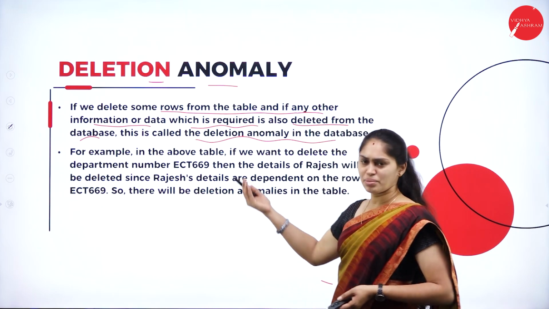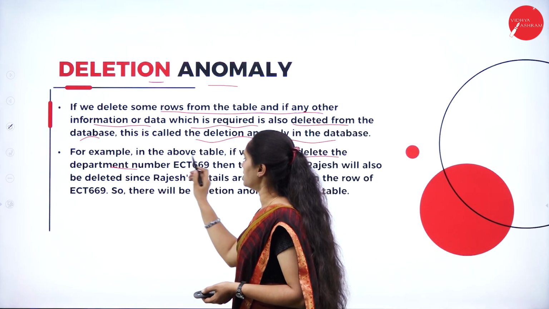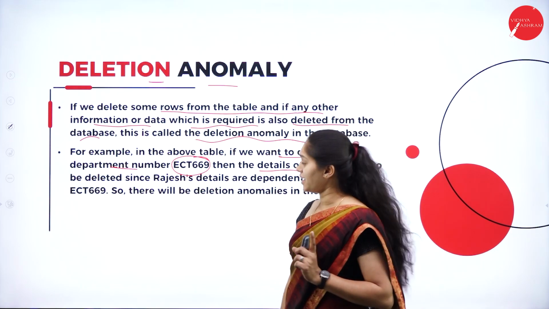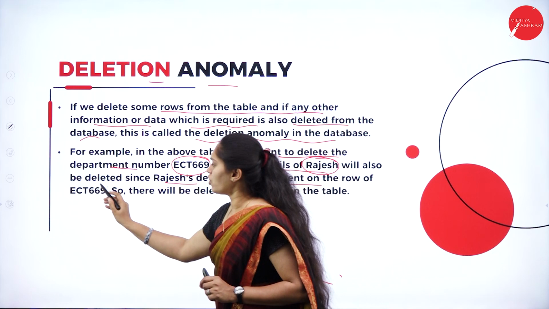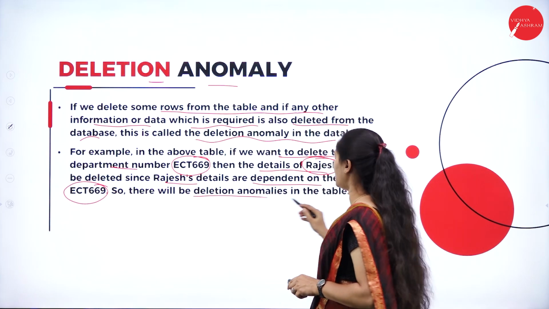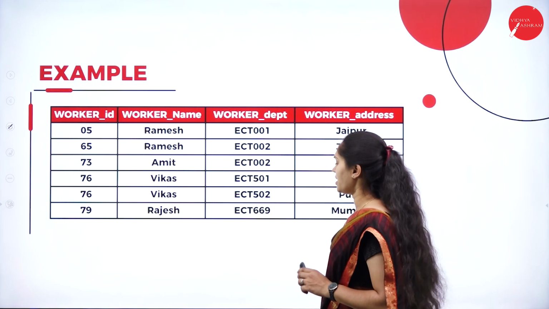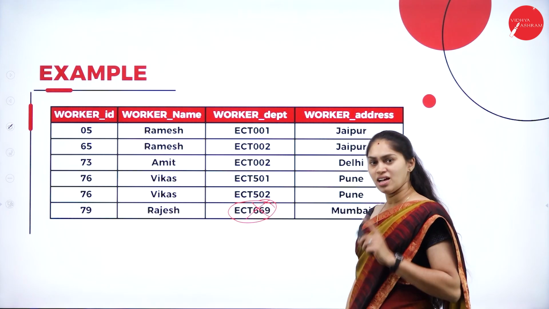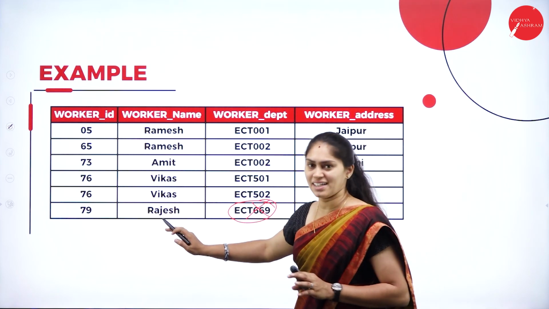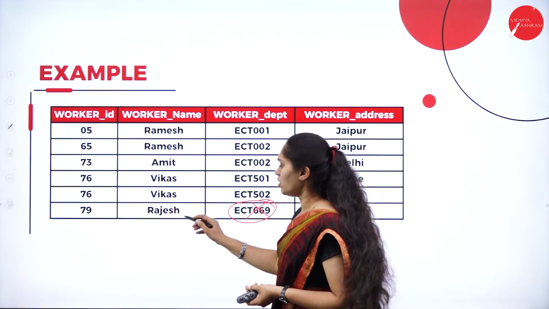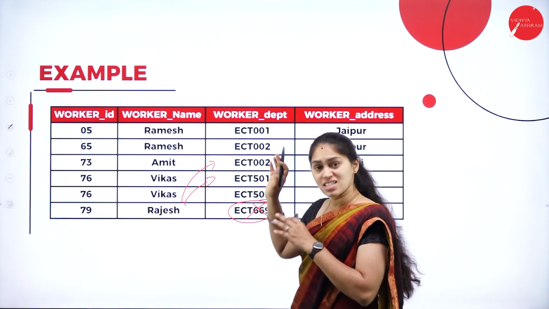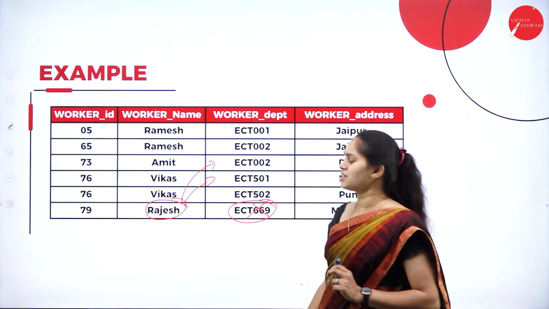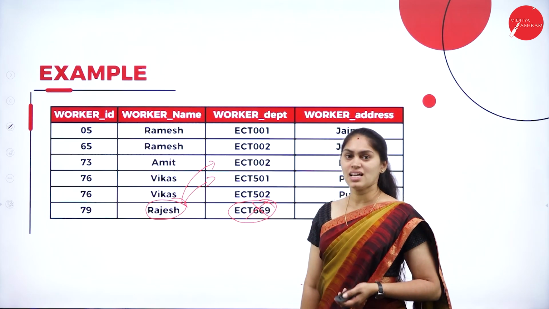Deletion anomaly. If you take the previous example itself, if you want to delete the department number ECT 669, then the details of Rajesh are also going to be deleted, and these Rajesh details are dependent on the row of this ECT 669, so a deletion anomaly will occur in the table. Let me consider here we have a worker department ECT 669. If I am going to delete this department, those all depending on this department are also going to be deleted. Then inconsistency will increase. So we have to assign this Ramesh to some other department which exists. Then we can avoid this deletion anomaly. If not, this Rajesh information is also going to be lost, and we will end up with this deletion anomaly.